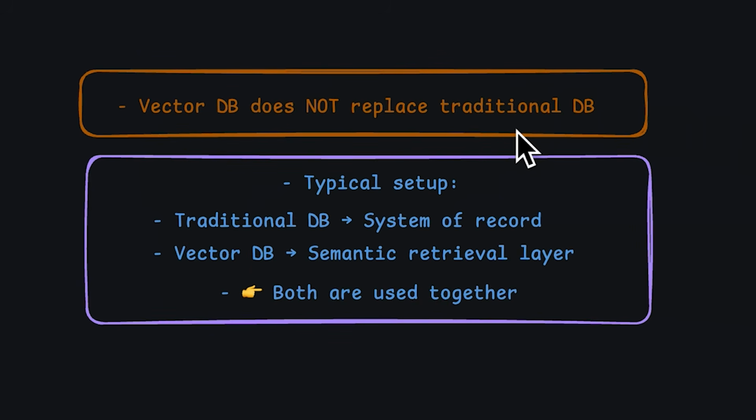Now, one important thing to note here is that your vector database does not replace the traditional databases. In real world applications, this is the typical setup that you would find. The traditional databases are still used as the system of record, whereas the vector databases are used to build a semantic retrieval layer on top of your traditional databases. So both are used together in any real world applications today.